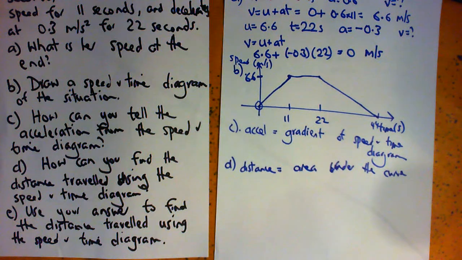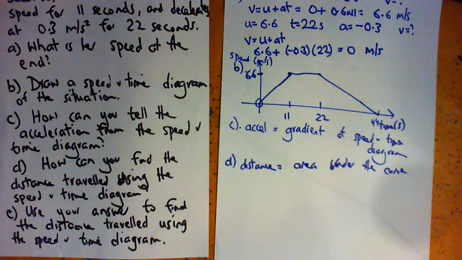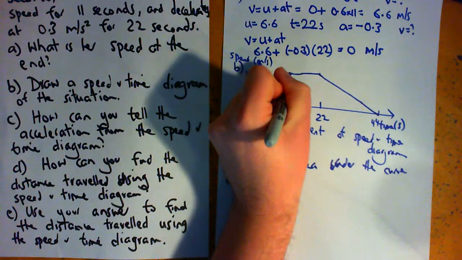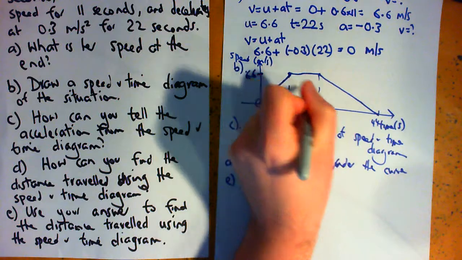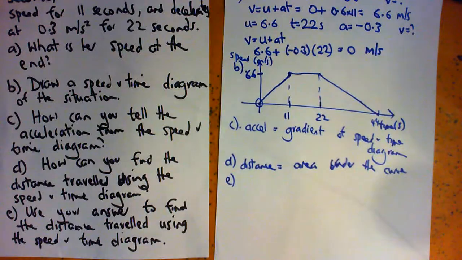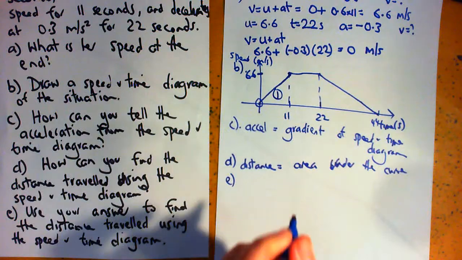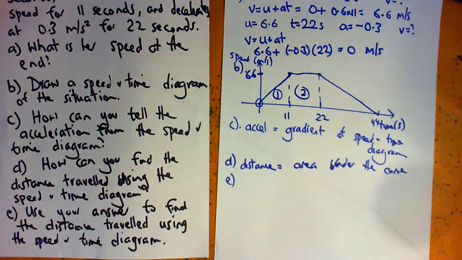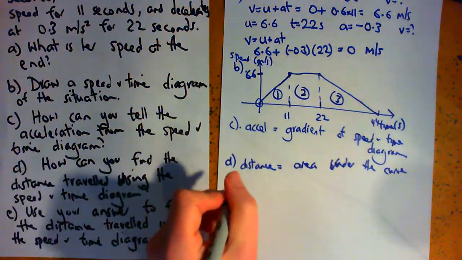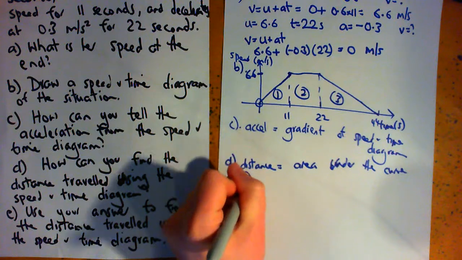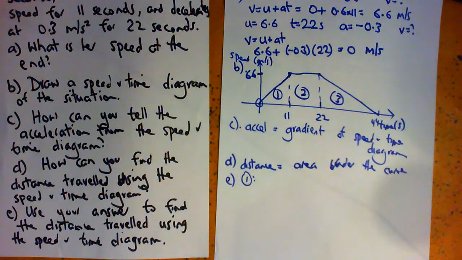And part E, we need to use your answer to D to find the distance travelled. So we're actually going to find that distance. The shape here we can divide up into three shapes: a triangle at the beginning, a rectangle in the middle, and then a triangle at the end. Let's call the acceleration phase part 1, the constant speed phase part 2, and the deceleration phase part 3.